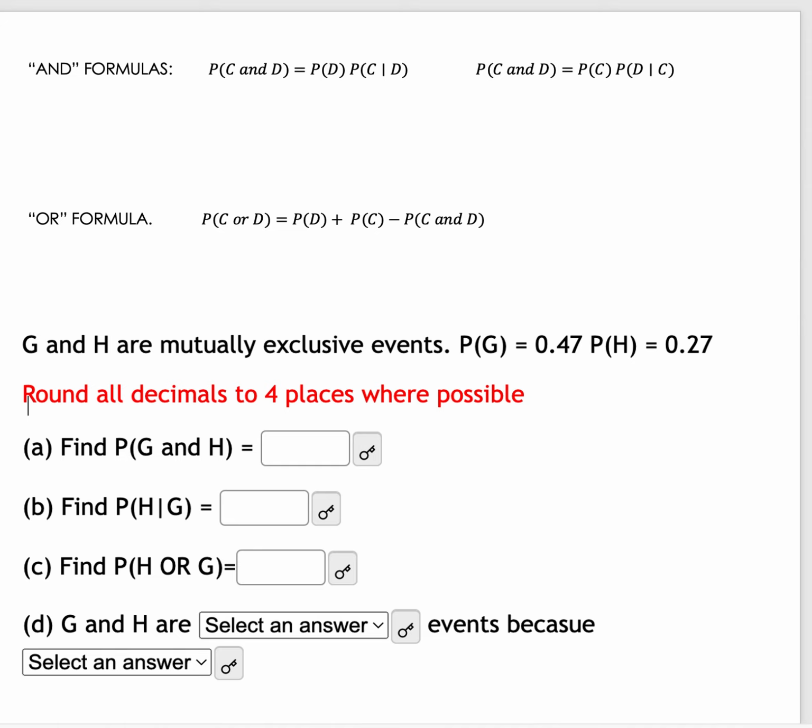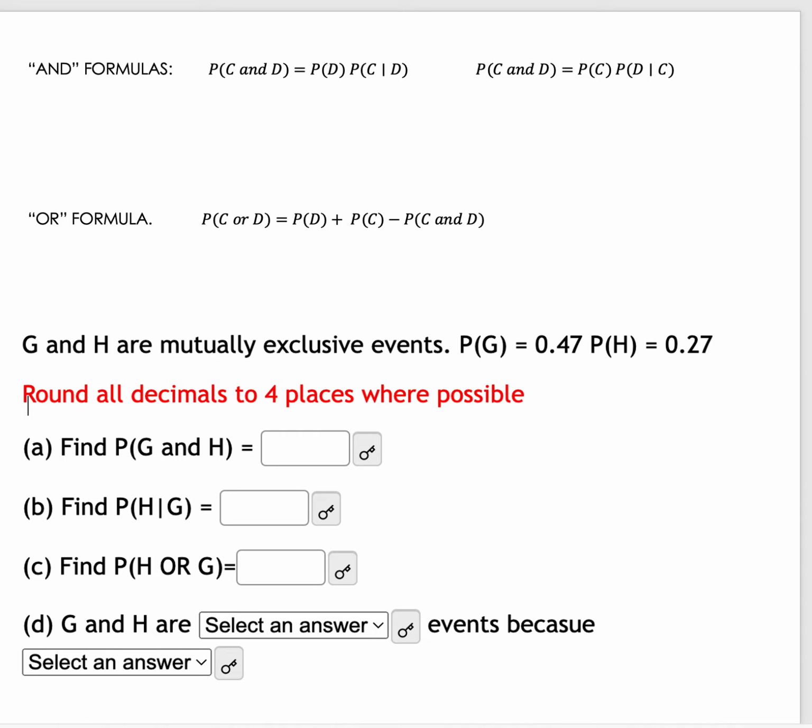In this example, we are going to assume that G and H are mutually exclusive events. Mutually exclusive events means that those two events cannot happen at the same time. For example, let G be the event that your birthday is in May, and let H be the event that your birthday is in June. Now, you cannot have event G and event H happen at the same time. No one can have a birthday in May and in June together at the same time. So that's an example of where you would have mutually exclusive events.